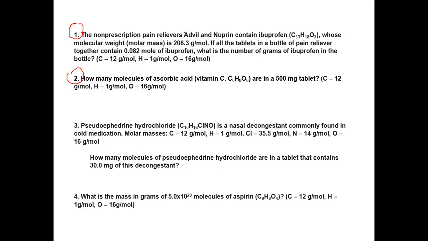It says that nonprescription pain relievers Advil and Motrin contain ibuprofen, whose molar mass is already given. If all the tablets in a bottle of pain reliever together contain this amount in moles of ibuprofen, what is the number of grams of ibuprofen in the bottle? So what does this information actually mean? Its molar mass says that it's 206.3 grams per mole.